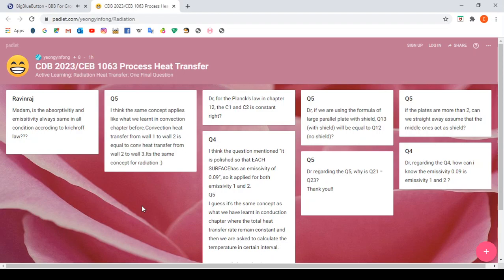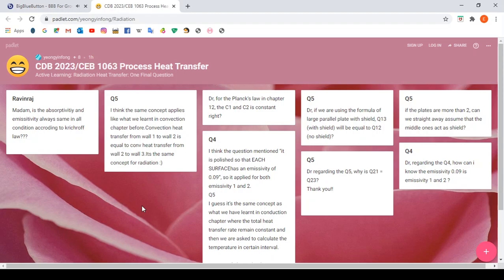I want to double confirm. If there is irradiation to that particular surface, that means the emissivity and the absorptivity will be different, right? Yes, if the radiation does not come from a black body source. Okay, madam. Thank you, madam.